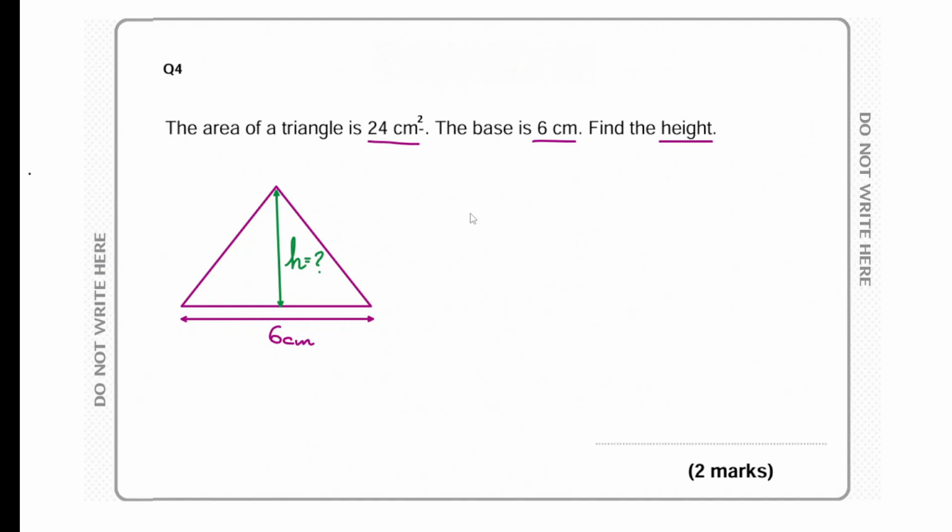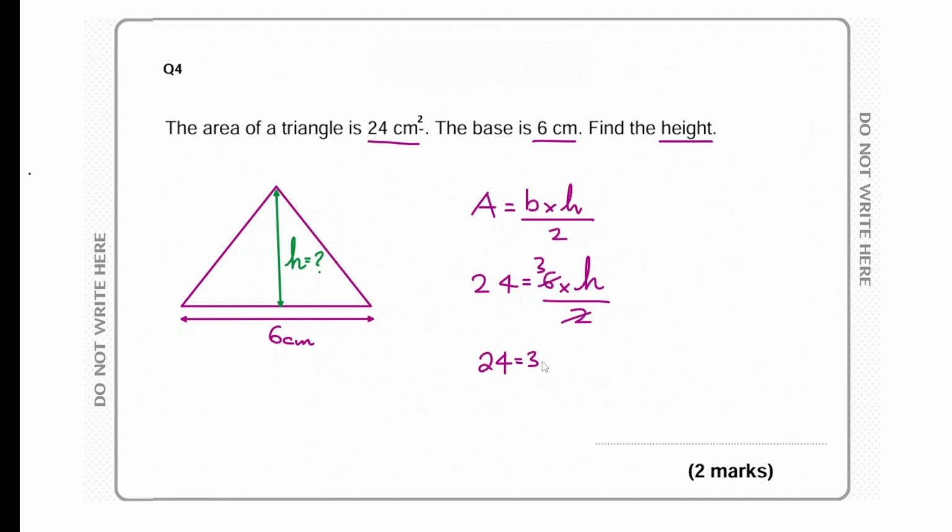So the formula for the area of a triangle is area A is equal to base multiplied by the perpendicular height divided by 2. Let's substitute the values. A is 24. The base is 6. Perpendicular height, I don't know, so I'm going to put the letter H divided by 2. Now you can see 6 divided by 2 is 3. So I'm going to put a 3 here. So 24 is equal to 3 times H.